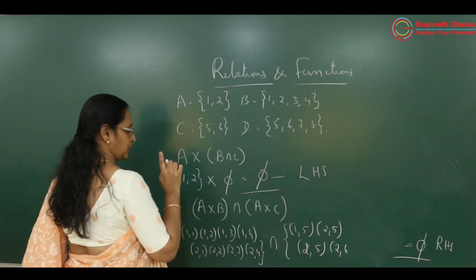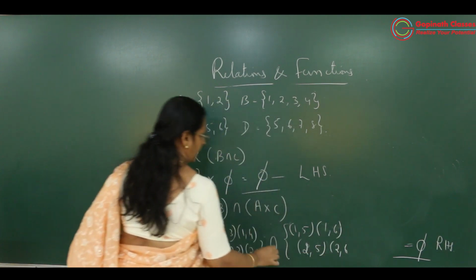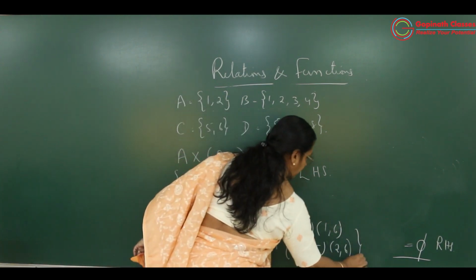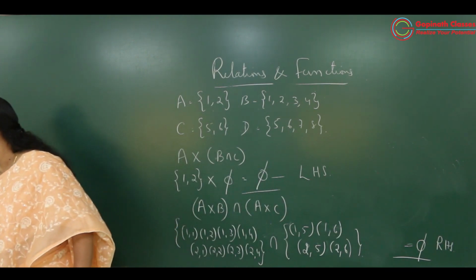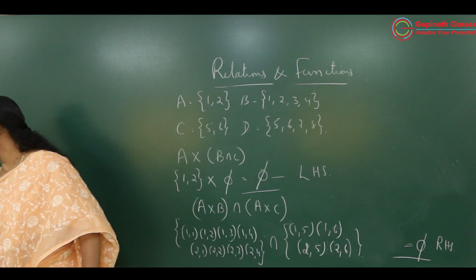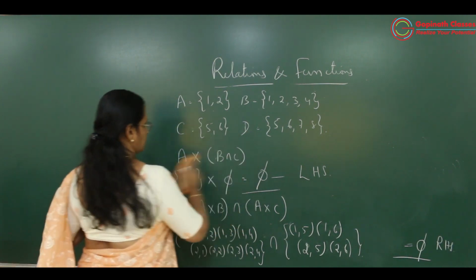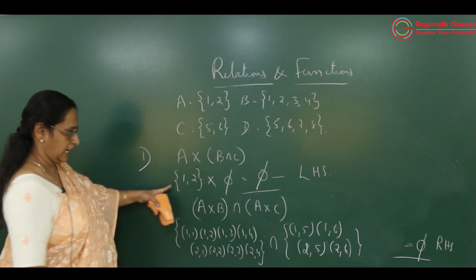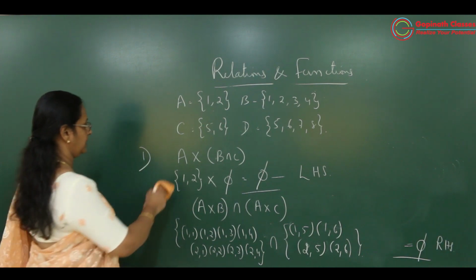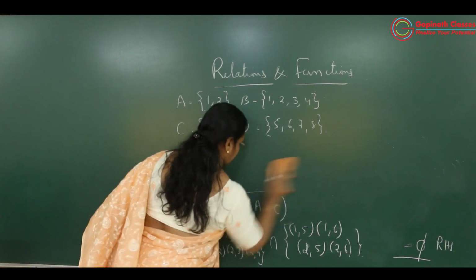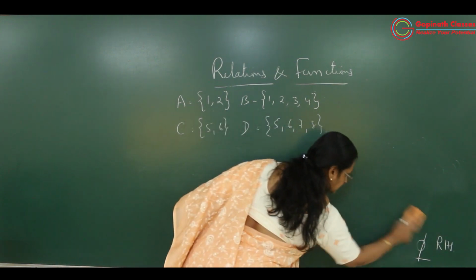1, 5, 1, 6. Sorry. 1, 5, 1, 6 and 2, 5 and 2, 6. Anyway, there's also the null set. So it's given A, B, C, D. Second question is, say, A cross C is a subset of B cross D. Let's try. So this is the first question. LHS and RHS both are null set. So it is verified.